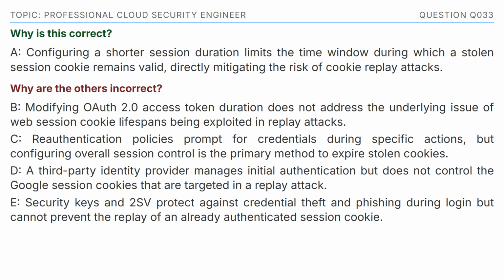Why are the others incorrect? B. Modifying OAuth 2.0 access token duration does not address the underlying issue of web session cookie lifespans being exploited in replay attacks. C. Re-authentication policies prompt for credentials during specific actions, but configuring overall session control is the primary method to expire stolen cookies. D. A third-party identity provider manages initial authentication but does not control the Google session cookies that are targeted in a replay attack. E. Security keys in 2SV protect against credential theft and phishing during login but cannot prevent the replay of an already authenticated session cookie.